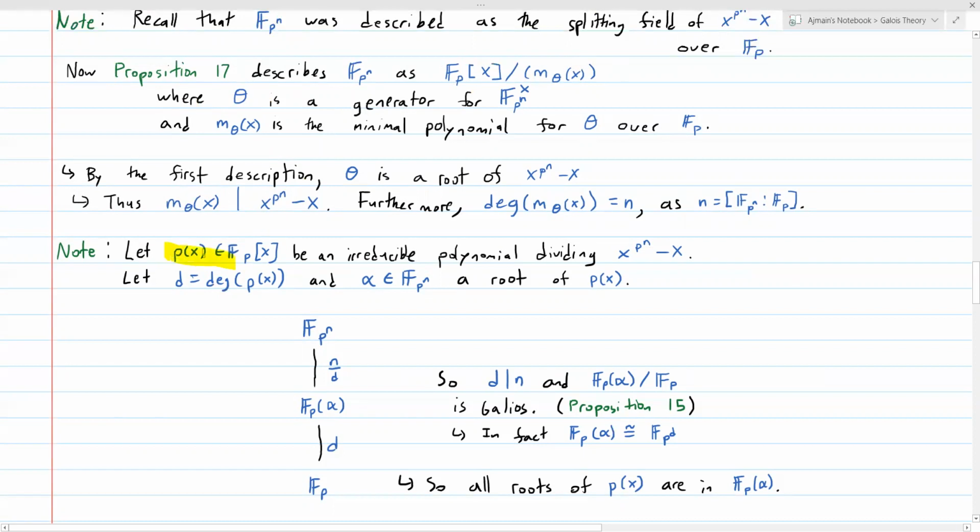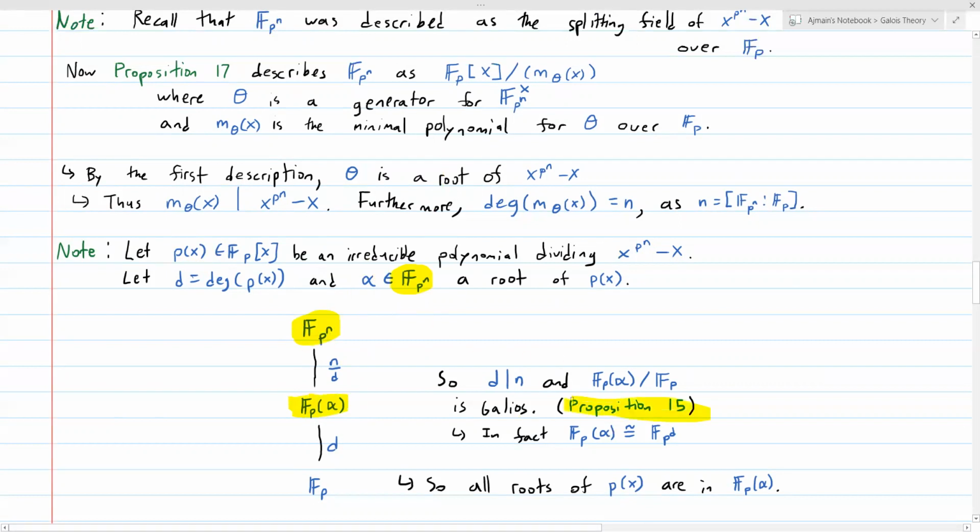And in this note, we're going to take an arbitrary irreducible polynomial with coefficients in F_p and assume that it divides x to the p to the n minus x. And then let d be the degree of this polynomial, and alpha in F_p to the n be a root of this arbitrary polynomial, which divides x to the p to the n minus x. Okay, so we have this root of this polynomial which divides the polynomial we're taking the splitting field of. So if you adjoin this root to the ground field, you'll get a sub-extension of the splitting field. So this alpha is just a root of this polynomial, and yes, this is indeed a subfield of the splitting field.